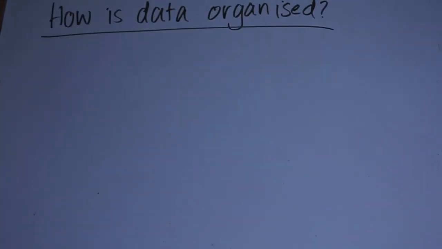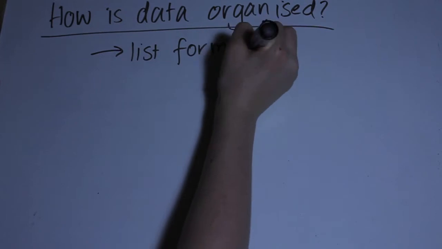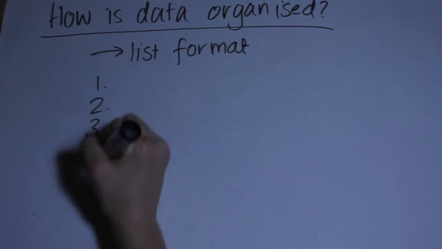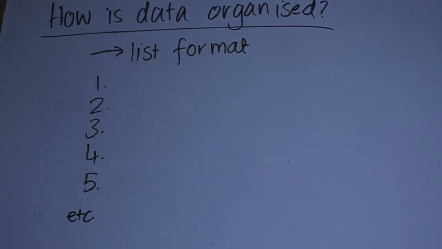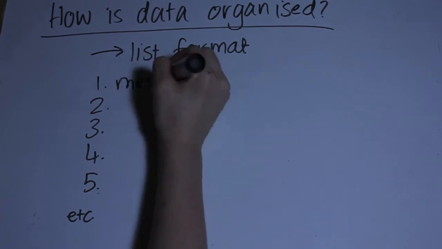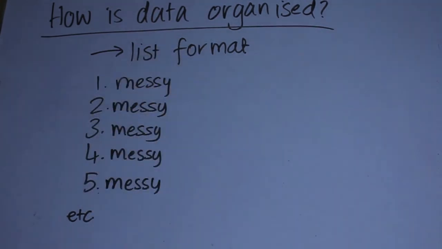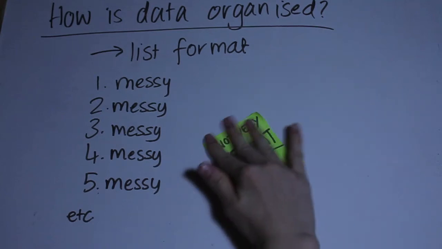So, how is data organized? Well, it can be done in a list format, where all the data is simply listed logically, but this can get very messy very quickly. It's like having one post-it note for every piece of data. Not very efficient.